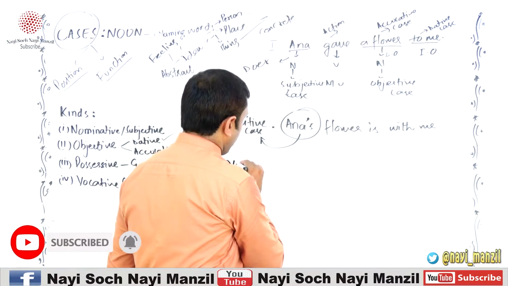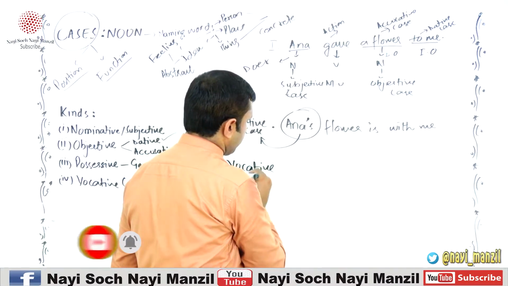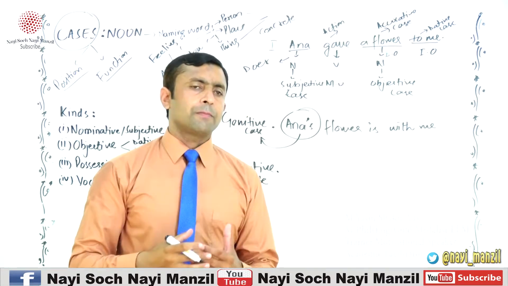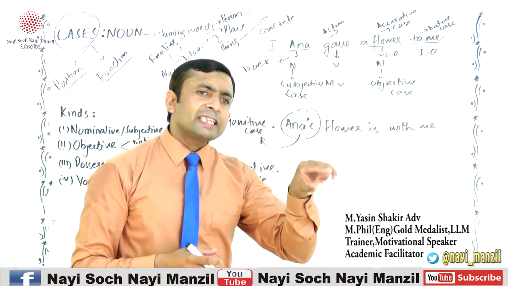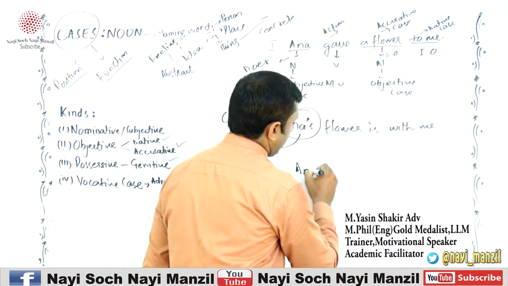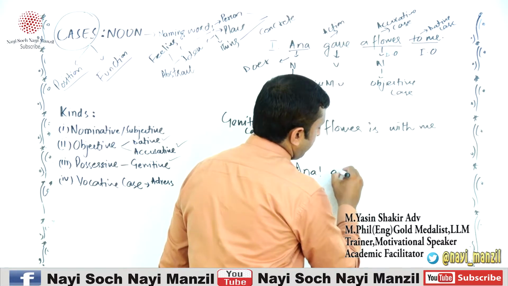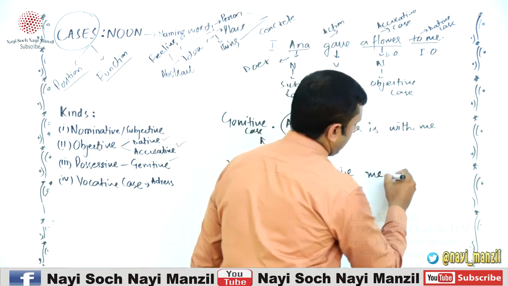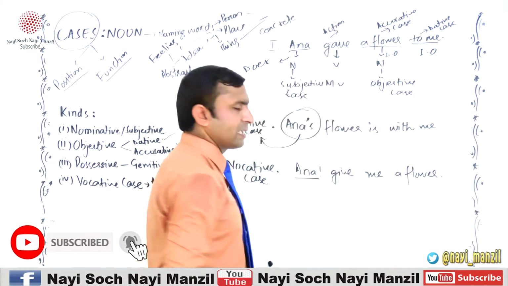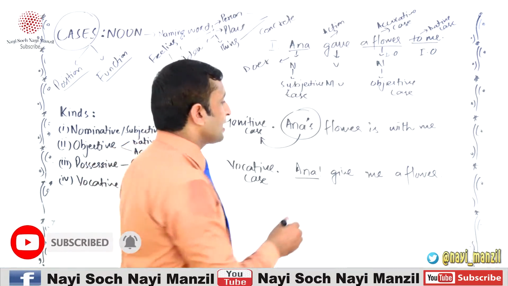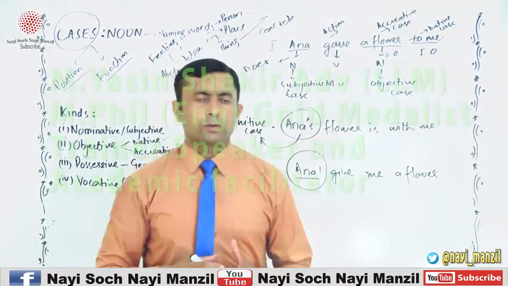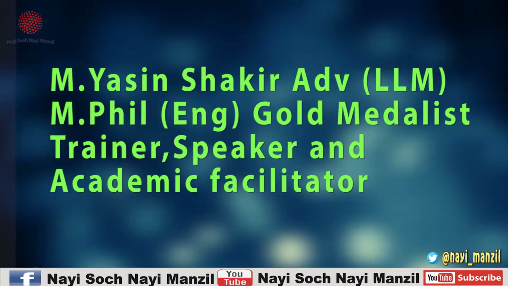Now it's about vocative case. When we address somebody, that noun is in vocative case, like Anna, give me a flower. Now Anna is addressed. This addressee is in vocative case. This was all about cases of noun.